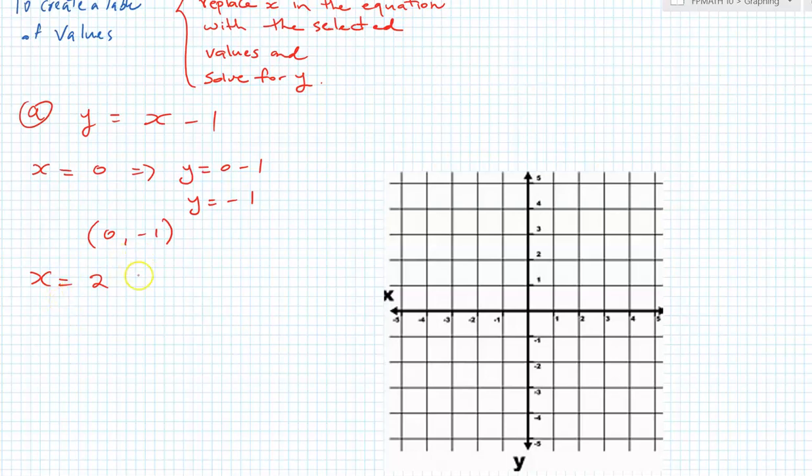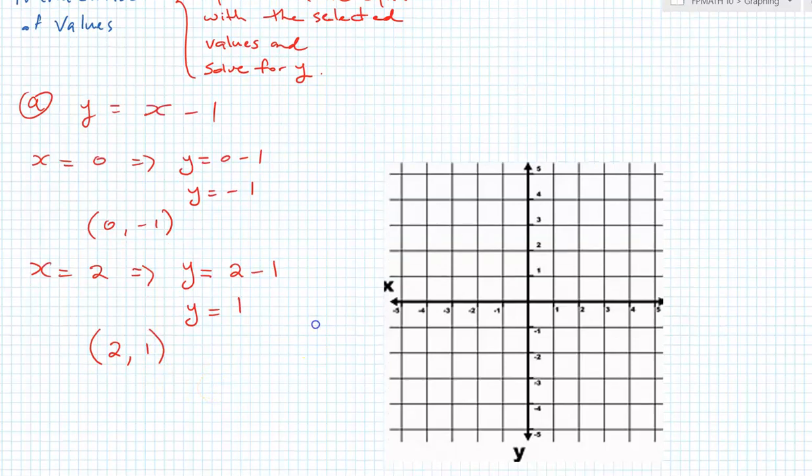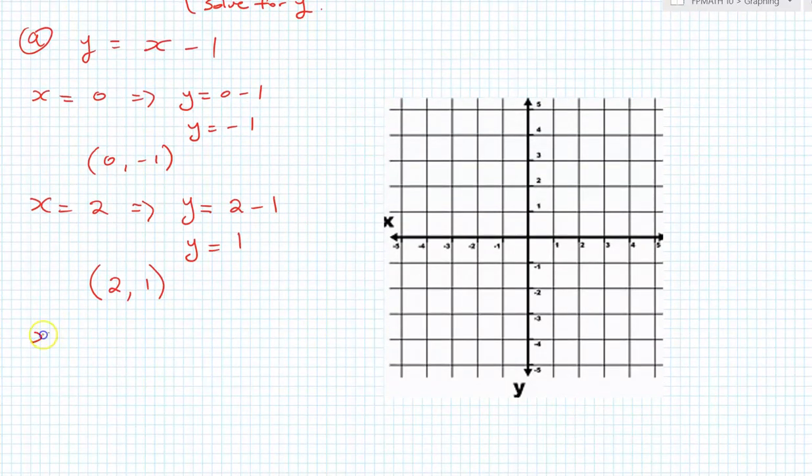So when x equals 2, you plug it in again. y equals 2 minus 1, so y equals 1. What is the new ordered pair? You write the x first and y second. All right, now you keep going through. Let's come up with a couple other ones. Let's do negative numbers. Suppose x equals negative 1. So negative 1 in place of x, that would give minus 2. So the new ordered pair is (-1, -2).